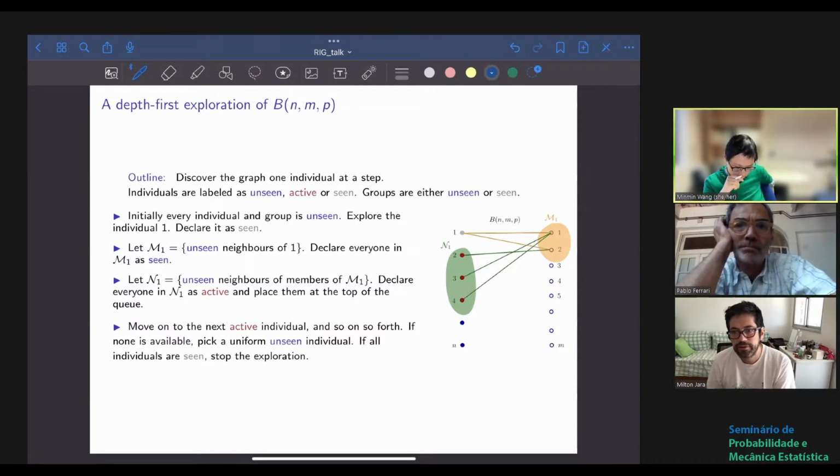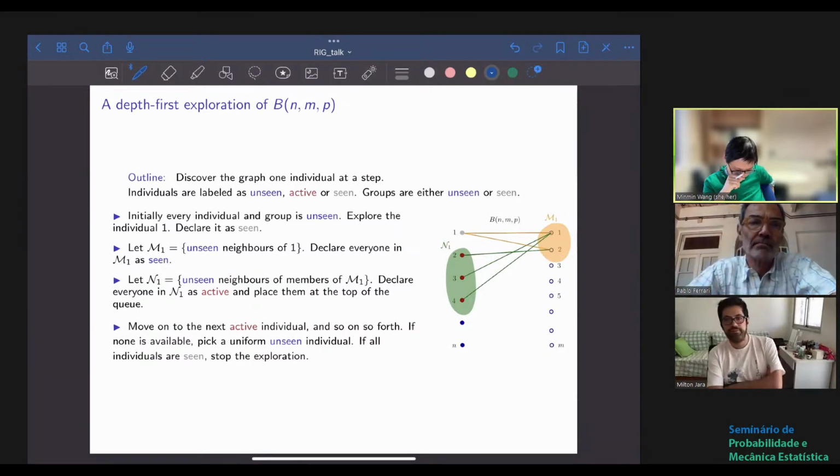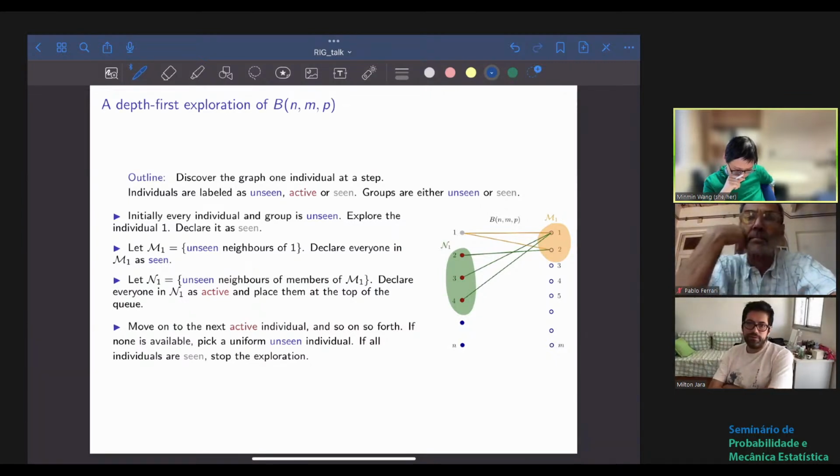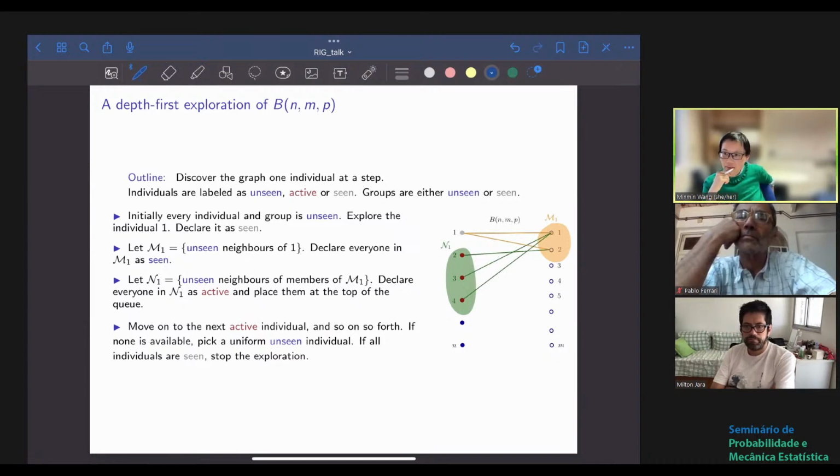Yeah, it's a very good question. The short answer would be no, I don't know. I think there's some work done in terms of epidemic models. At least I think SIR was considered in some work for random intersection graphs, and they use a graph exploration like that. But I don't know anything beyond that. Okay.